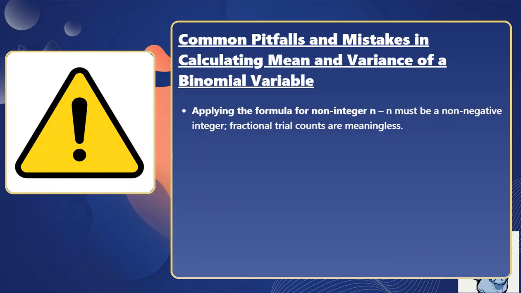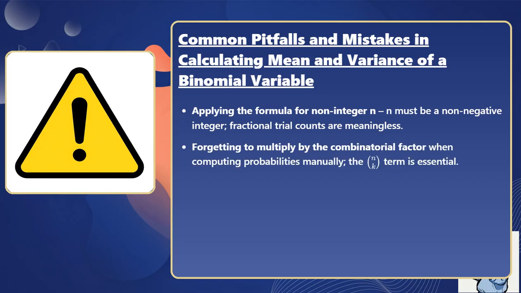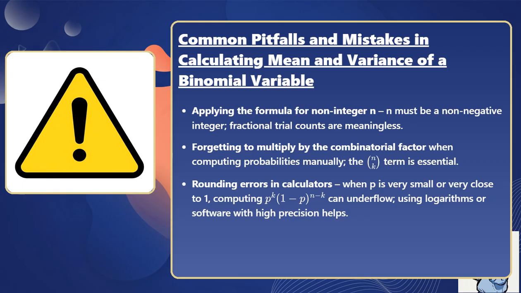Applying the formula for non-integer n: n must be a non-negative integer. Fractional trial counts are meaningless. Forgetting to multiply by the combinatorial factor when computing probabilities manually: the n choose k term is essential. Rounding errors in calculators: when p is very small or very close to 1, computing p to the k times (1 minus p) to the n minus k can underflow. Using logarithms or software with high precision helps.